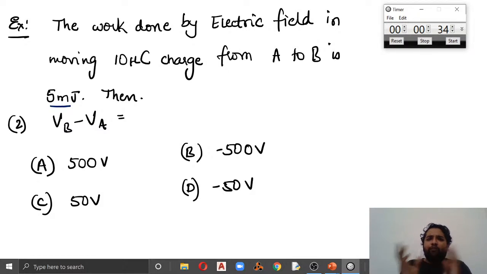So this is a different way of doing the same previous question. You're understanding it? This is a different way of solving the same previous question.